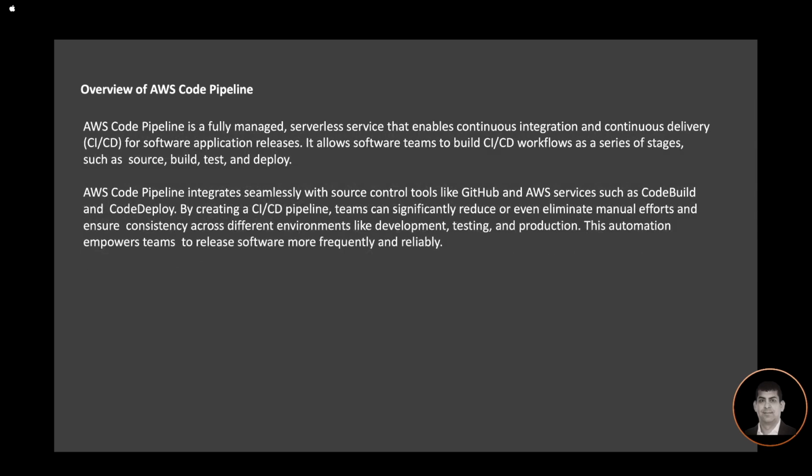Let's look at AWS Code Pipeline. AWS Code Pipeline is a fully managed serverless service that enables continuous integration and continuous delivery for software application releases. It allows software teams to build CI/CD workflows as a series of stages such as source, build, test, and deploy. AWS Code Pipeline integrates seamlessly with source control tools like GitHub and AWS services such as CodeBuild and CodeDeploy.